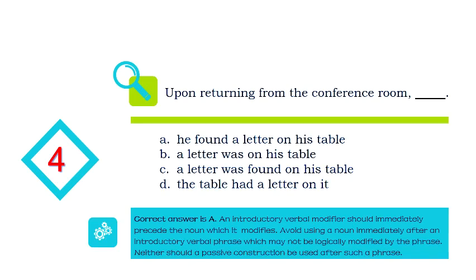Now, let's go back again to the statement. Upon returning from the conference room is our introductory verbal modifier, and it should follow the word that it modifies. And the correct answer here is letter A because he is the one being modified by your introductory verbal modifier. So if we're going to read the sentence, upon returning from the conference room, he found a letter on his table. Therefore, letter A is our correct answer.